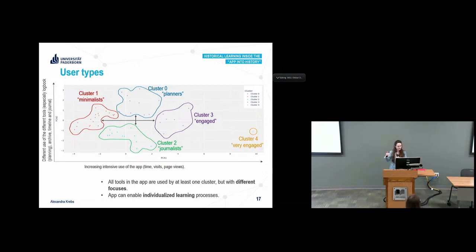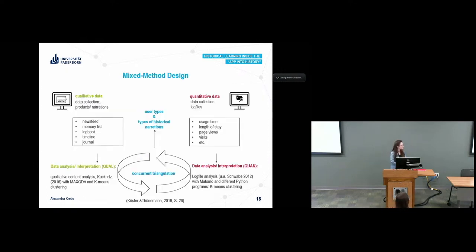But then I could also identify users who used the logbook more at the beginning of their research, and also users who used the journal and the timeline more. So I named these the journalists. And this is important because here you can see that all tools were used in the application, and they were used in an individual way. So the app can enable individualized learning processes. So now, what about the qualitative data?